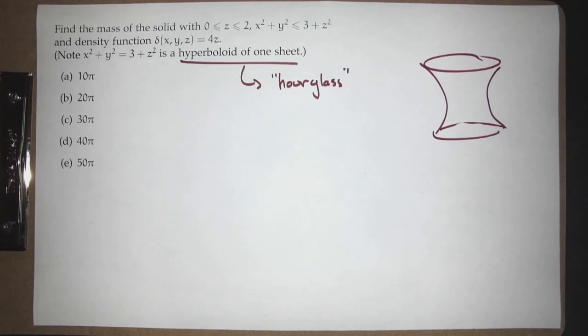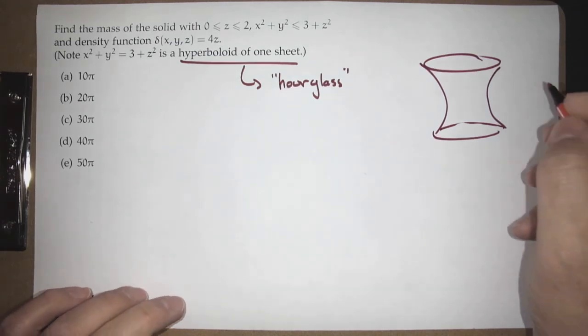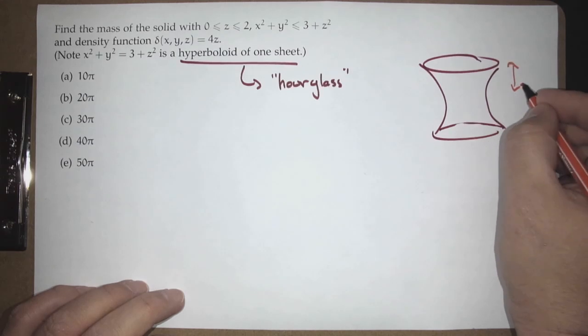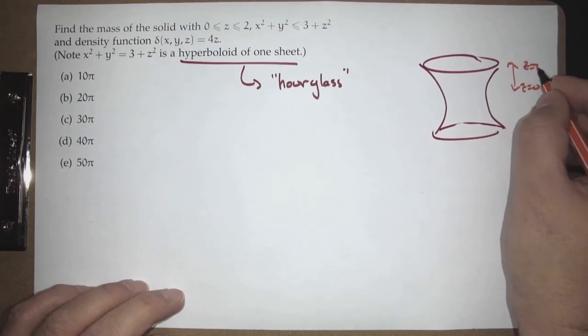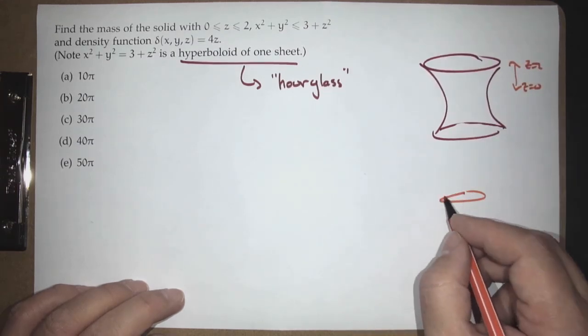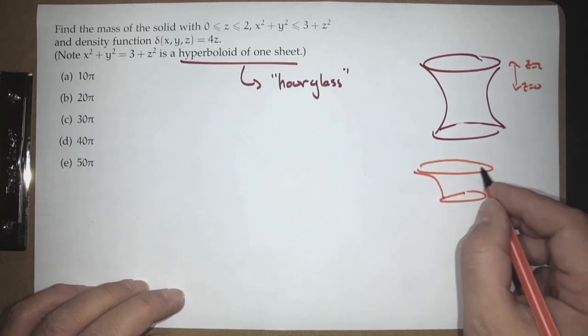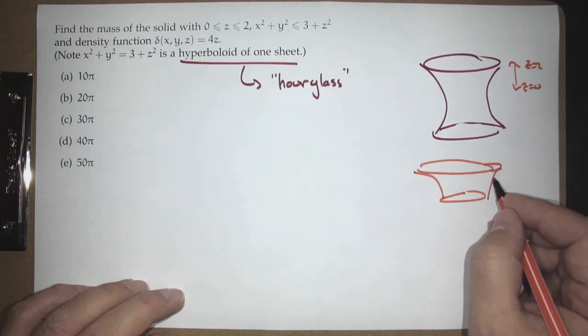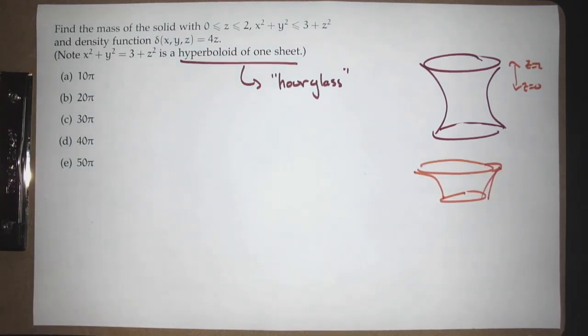And so what's going on? Well, essentially we're just cutting it, and we're only taking the parts between z equals 0 and z equals 2. So it has this kind of shape to it. So that's our basic shape, and of course there's the question: all right, so how do we go about doing this? Well, we'll get to that in a second.